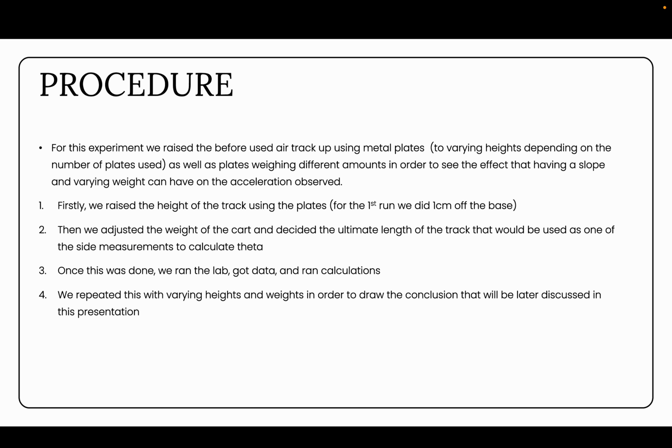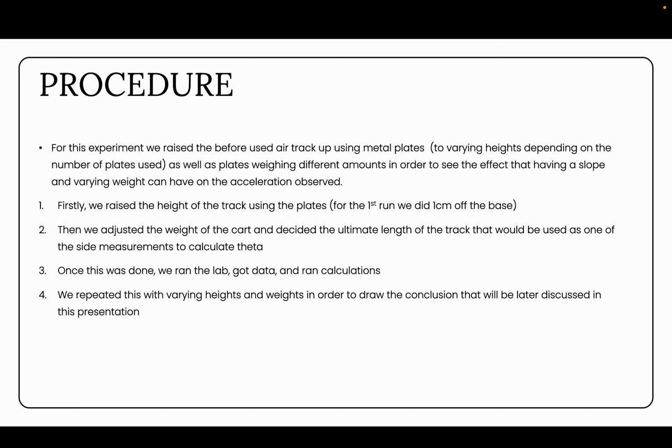For this experiment, we raised the air track using metal plates to varying heights depending on the number of plates used, as well as placing different amounts of weight, in order to see the effects that having a slope and varying weights can have on the acceleration observed. Firstly, we raised the height of the track using the plates. For the first run, we used 1 centimeter of the base.